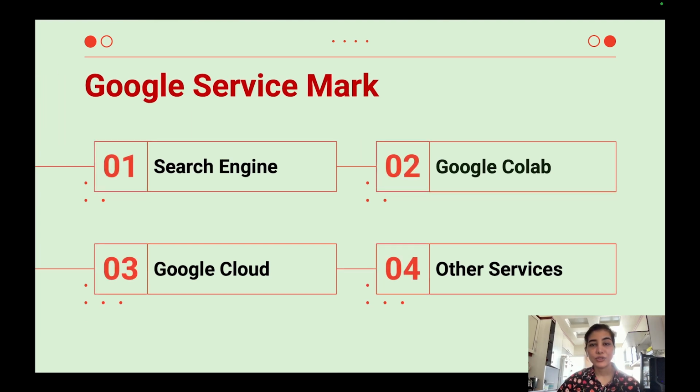We go into an example. For example, imagine Google. Google has a lot of services including search engine, Google Cloud, Google Colab, and other services. So the name Google is a brand, actually a trademark, but in essence, we can call it a service mark because Google provides services rather than products.